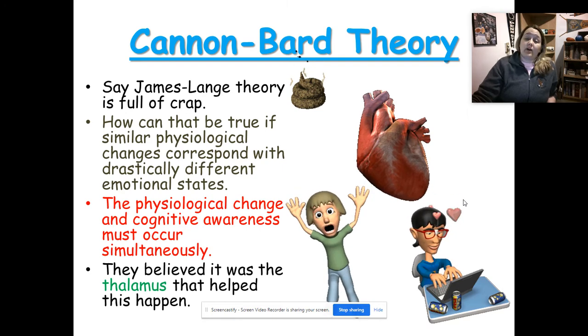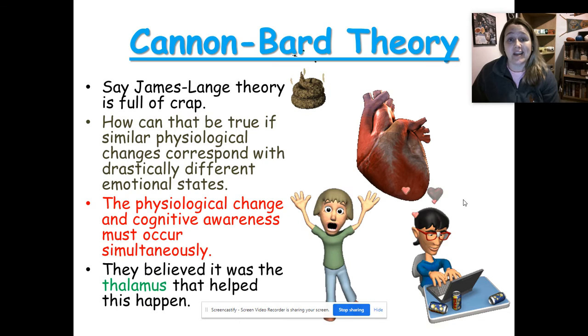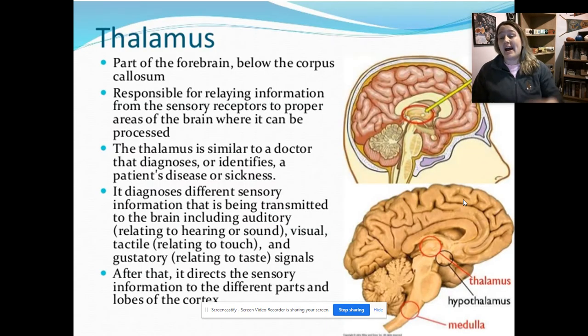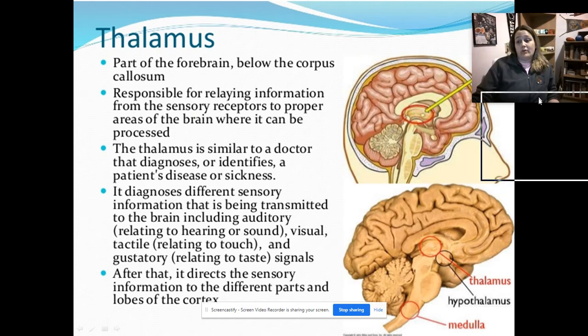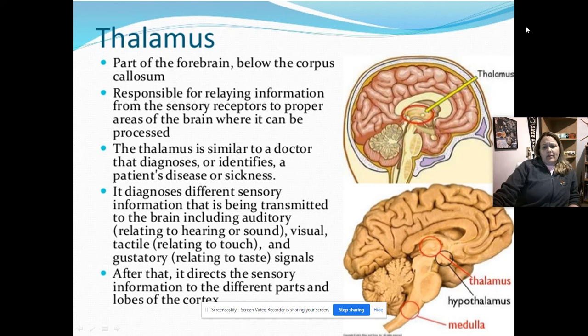And again, within the Cannon-Bard theory, all roads lead to the brain. And in this case, the road is going to lead to the thalamus. Now, a little bit of a background, again, a little bit of a review of our good old friend, the thalamus. We know that the thalamus is incredibly important in trying to relay information between all areas of the brain. So if you're looking at the Cannon-Bard theory and you're looking at the location of the thalamus right next to the corpus callosum, obviously it makes sense that within all of these emotional reactions, you're going to have very similar physical arousal experiences. And within the Cannon-Bard theory, they are using the role of the thalamus to really try to debunk the James-Lange theory.